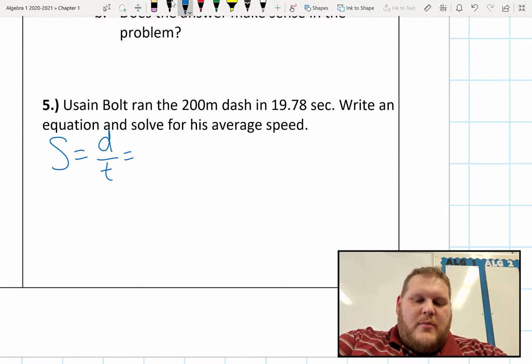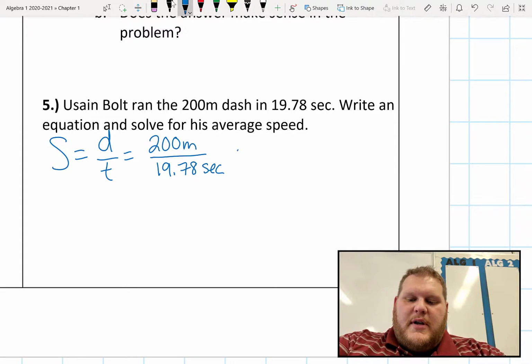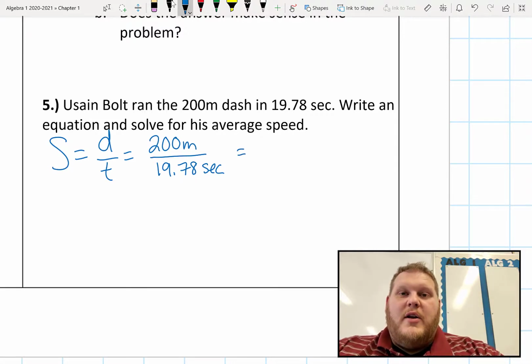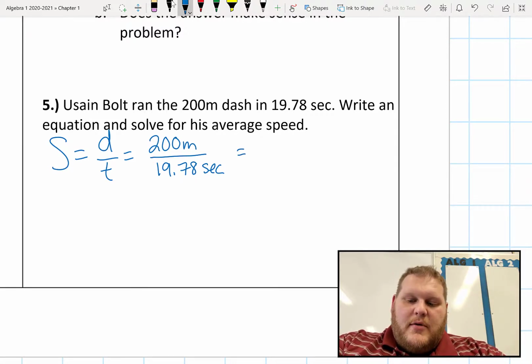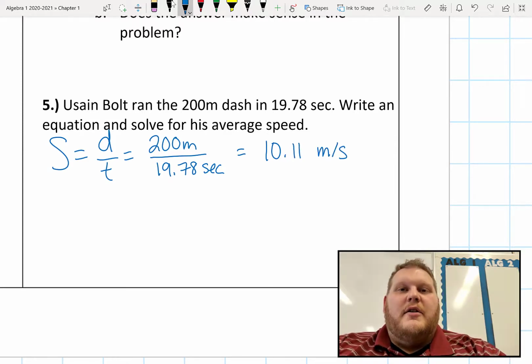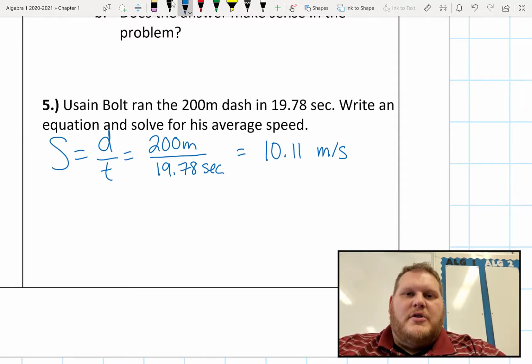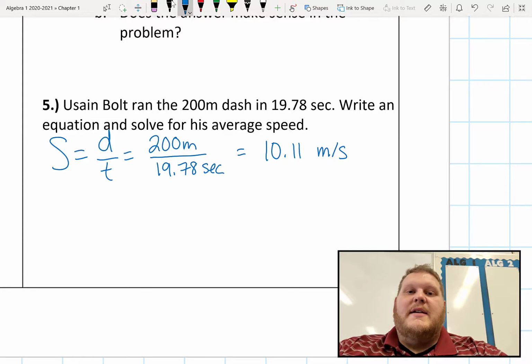We know that Usain Bolt ran a distance of 200 meters, and it took him 19.78 seconds. So if we use our calculators, or if you want to get really big brain and do it by hand, we should come out to 10.11 meters per second. Now here I rounded to 2 decimal places. That's pretty standard for rounding. Unless I say otherwise, that's where I want you guys to round to, just the second decimal place. Also notice I did include the units. That is very, very important. If you're given units, your answer has to include units.